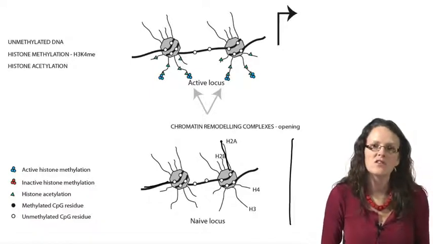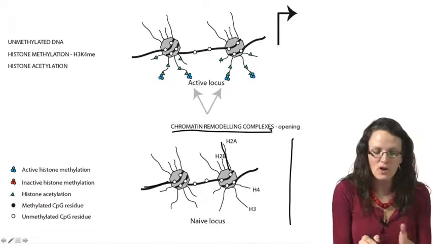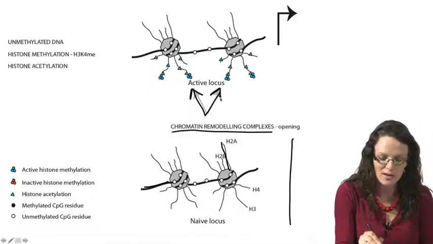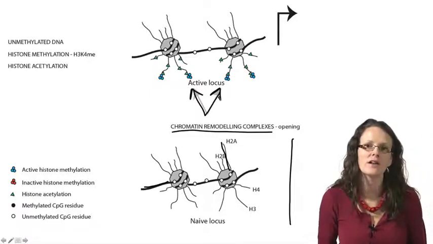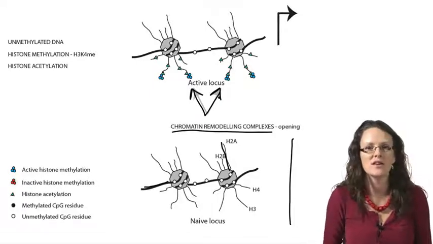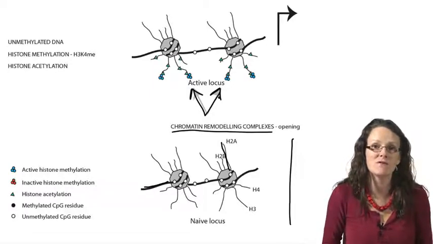When a region is found to be active, chromatin remodelling complexes may have been involved in opening up the chromatin in this area so that the nucleosomes are more sparsely packed. And at an active locus, you'll also find a lack of DNA methylation, so DNA hypomethylation. And along with that, you'll find histone acetylation and often methylation of H3K4, so lysine 4 histone H3.